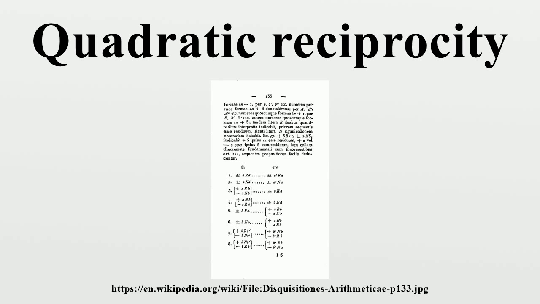Euler stated, if q ≡ 1 (mod 4), then q is a quadratic residue if and only if p ≡ r, where r is a quadratic residue of q. If q ≡ 3 (mod 4), then q is a quadratic residue if and only if p ≡ ±b², where b is odd and not divisible by q. This is equivalent to quadratic reciprocity. He could not prove it, but he did prove the second supplement.